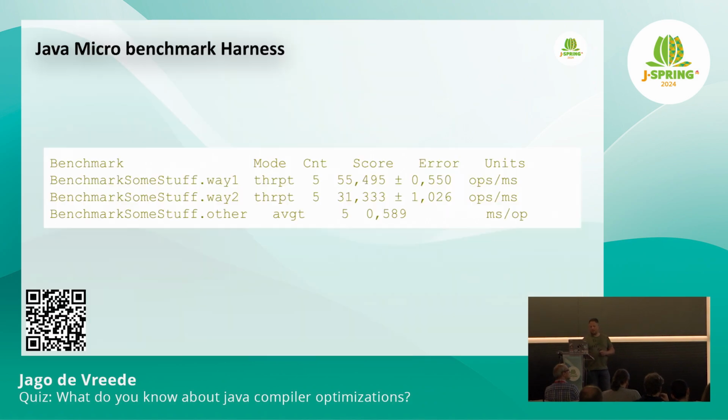So when you run this, you get some nice results. You can see the score. The score is, in this case, the operations per millisecond. You can have throughput or averages. You can mix and match them.